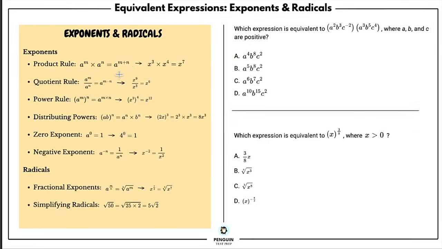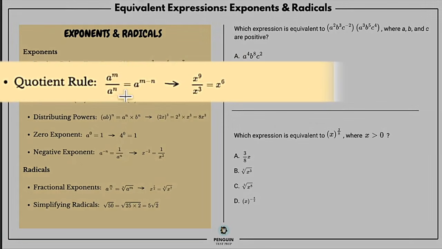The opposite of that would be dividing. If multiplying means we add them together, then dividing means we subtract them. So x to the 9th over x to the 3rd would be x to the 6th because 9 minus 3 equals 6.